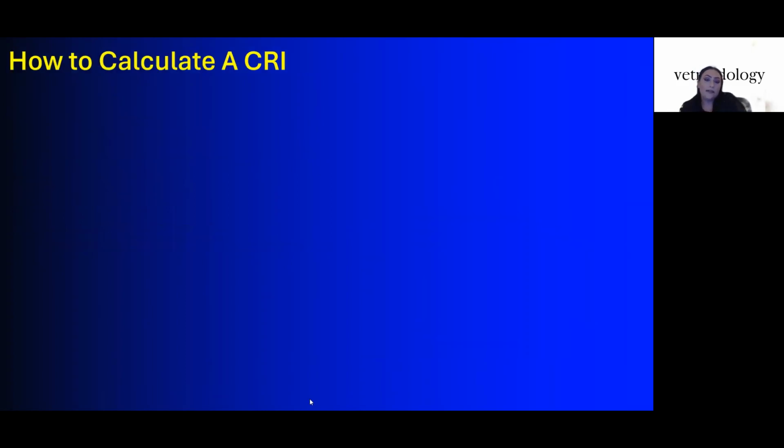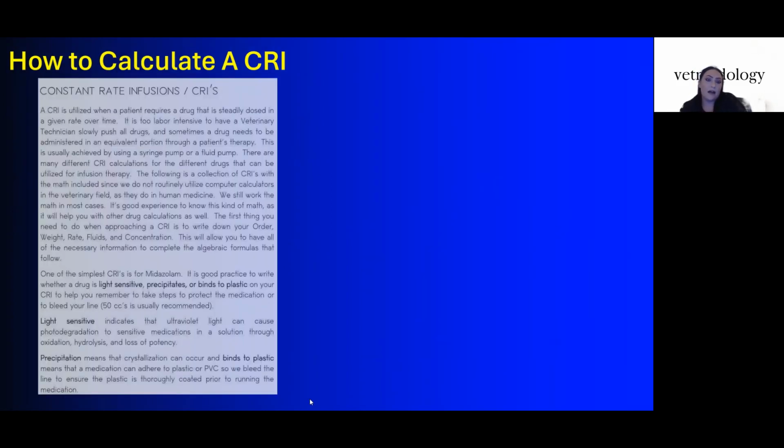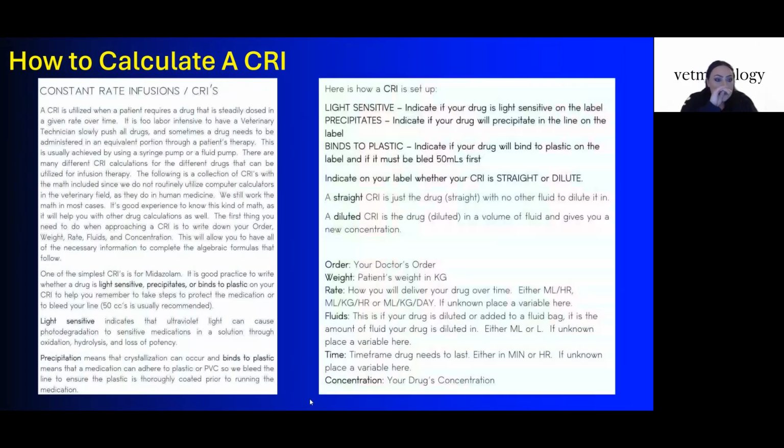All right, so this is how to calculate a CRI, basically. A CRI is utilized when a patient requires a drug that is steadily dosed at a given rate over time. It is too labor intensive to have a veterinary technician slowly push all drugs, and sometimes a drug needs to be administered in an equivalent portion throughout a patient's therapy. This is usually achieved by using a syringe pump or a fluid pump.